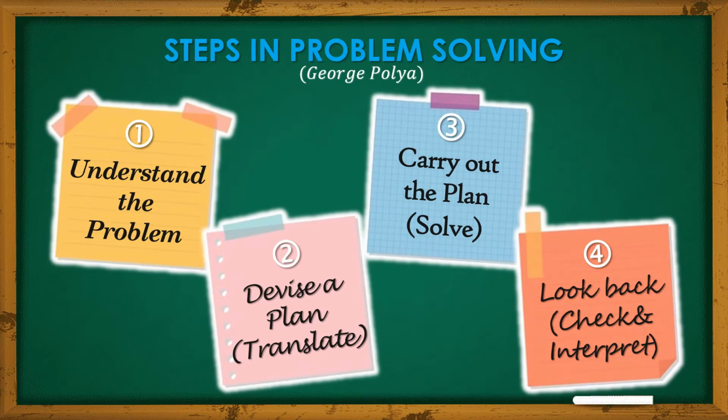Number 4. Look back. Check and interpret. Check to see if you used all your information and that the answer makes sense. Make sure that you write your answer with the correct labeling. Dito naman, babalikan natin yung ating problem and titingnan natin kung talagang nasagutan natin yung tanong. We can also check our answer para mas makita natin that we had the correct answer. And don't forget the label para alam natin kung ano yung sinolve natin.